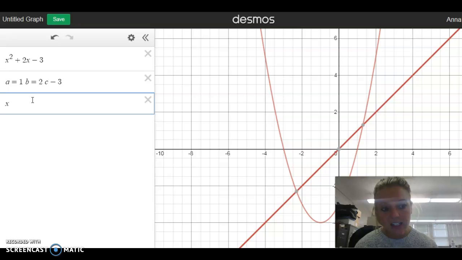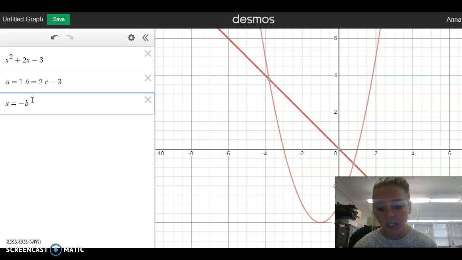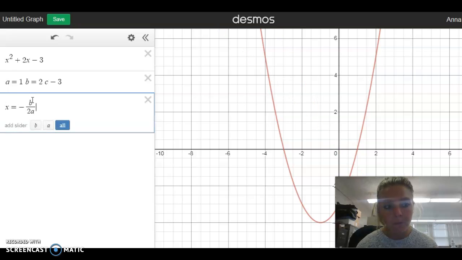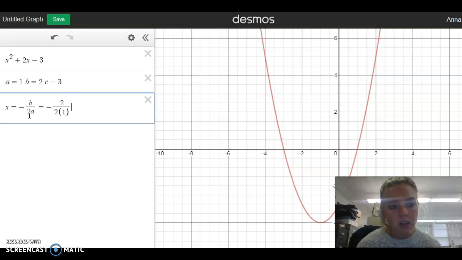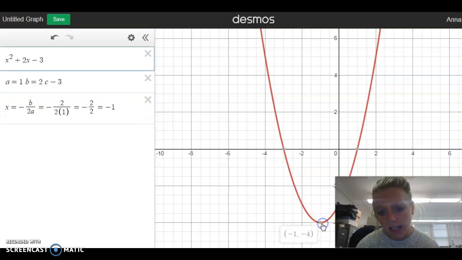To find the x value of your vertex, you use the formula negative b divided by 2a. So if I take my a and b and plug those numbers into this formula, I would have negative 2 divided by 2 times 1. So that would end up simplifying to negative 2 divided by 2, which is just negative 1. That is only the first coordinate of my ordered pair, the x value of my vertex, negative 1.